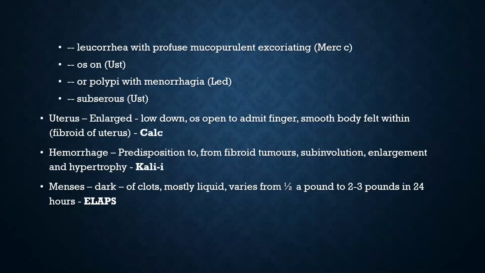Uterus enlarged low down as if os open to admit finger, smooth body felt within. Something like that of an examination part. It's given in Nash repertory. Then hemorrhage, predisposition to, from fibroid uterus or fibroid tumors, subinvolution, enlargement and hypertrophy is given in Nash repertory. And menses dark, of clots, mostly liquid, varies from half a pound to 2 to 3 pounds in 24 hours. Now, what I meant to say is that there are a variety of symptoms in Nash repertory which we actually do not give a look into. It is a very important repertory.